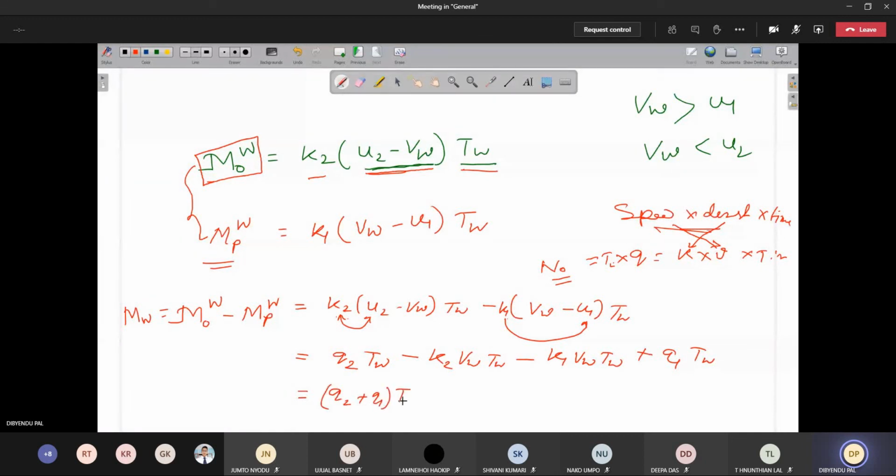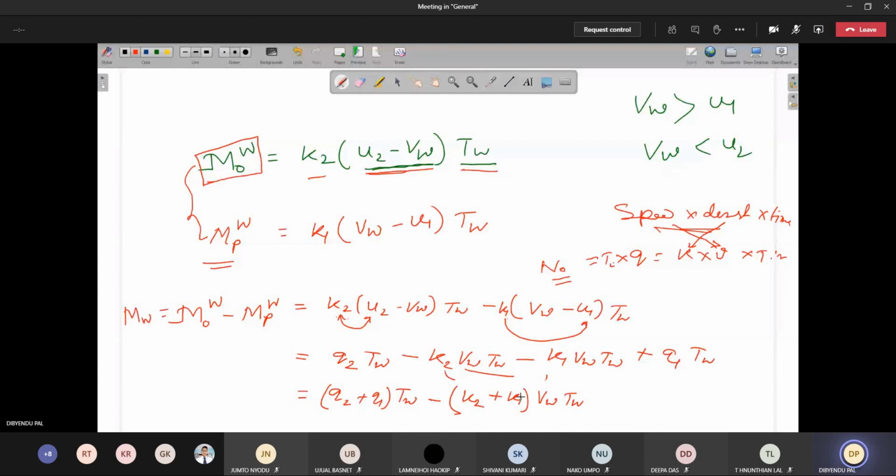I am taking them together. Then minus. Taking minus common here, what is left? K2 and K1 I can write like that, and BW into TW is common. Can you see?